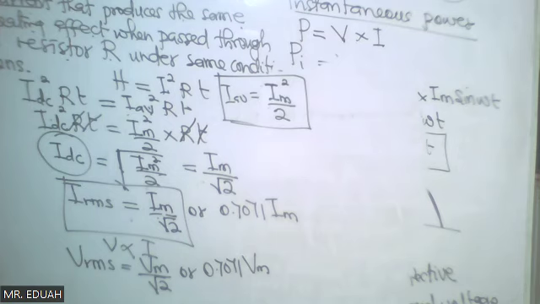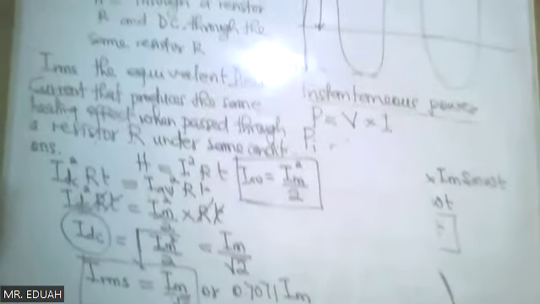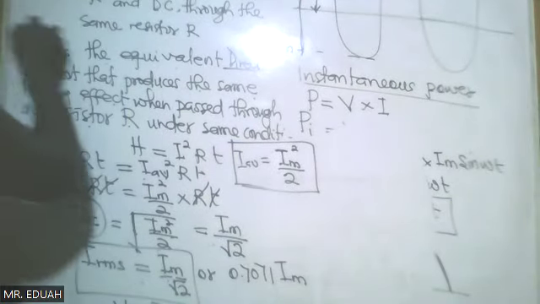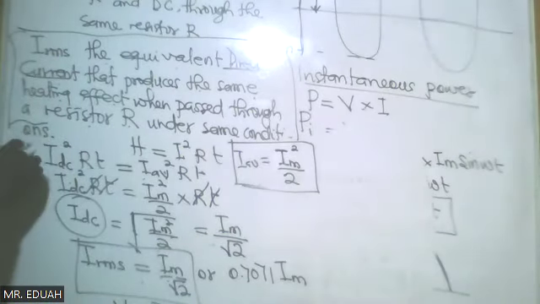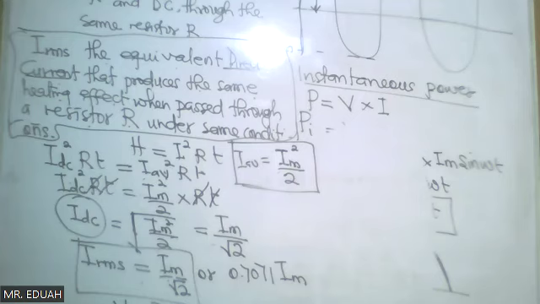Please, this definition is very, very important. What is root mean square current, or what is the root mean square voltage? So take note of this definition: the equivalent DC which produces the same heating effect as the AC when passed through a resistor R under the same condition.